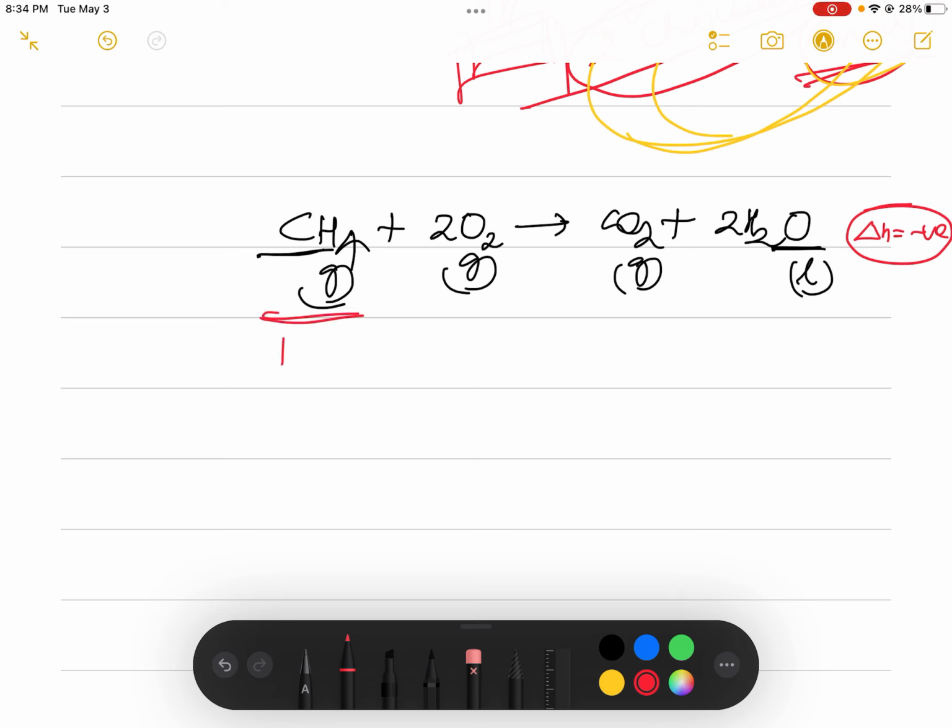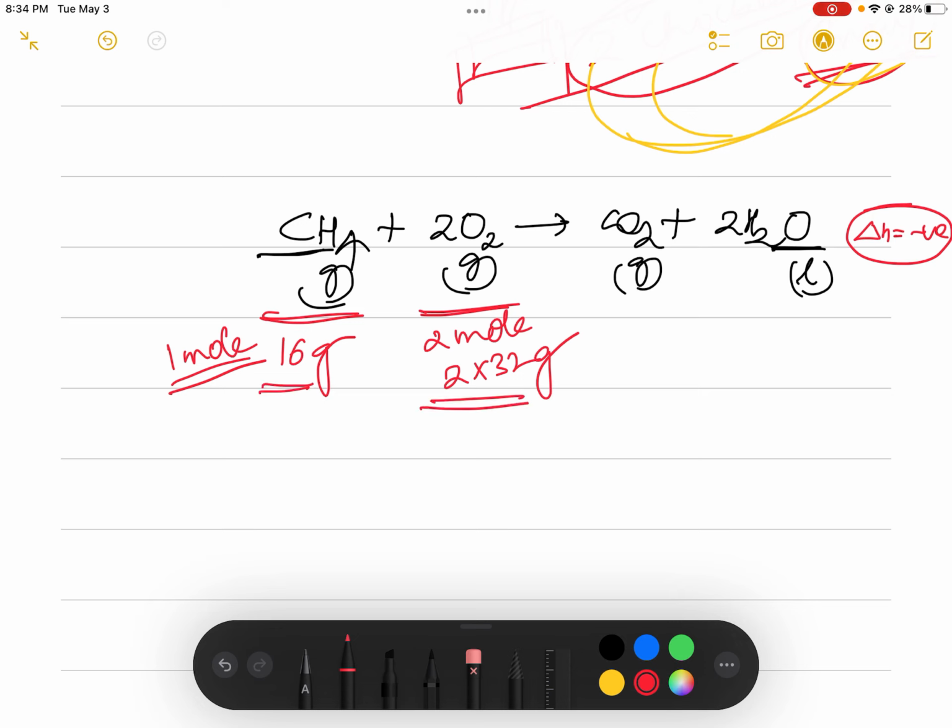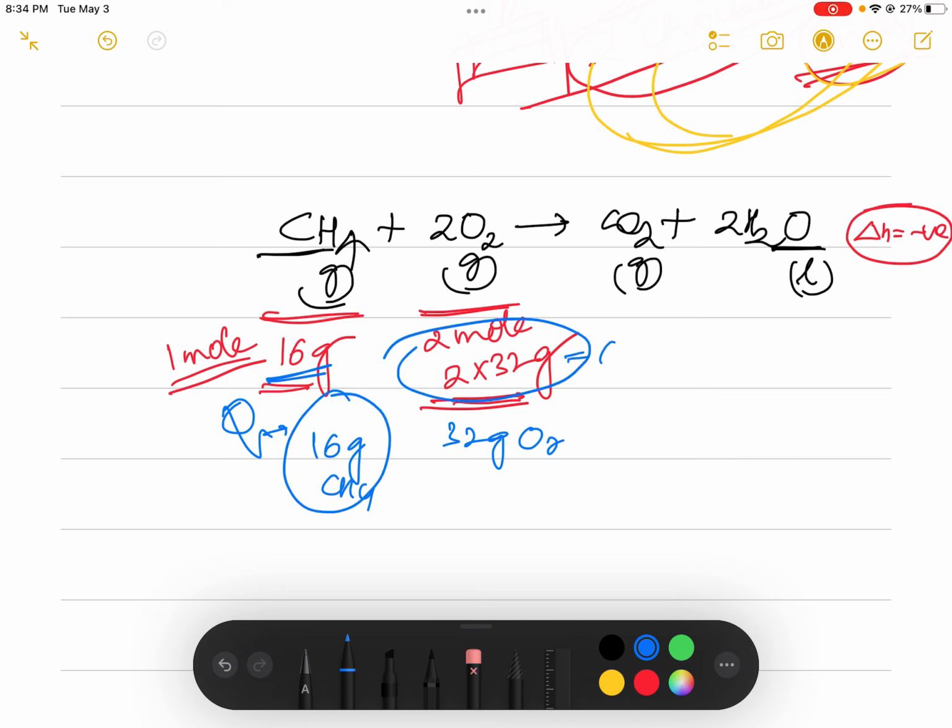Here you can see 16 grams of methane. 1 mole means 16 grams of methane. It requires 2 moles of oxygen. 2 moles of oxygen means 2 into 32 grams of oxygen. So you can see 16 grams of methane requires 2 into 32 grams of oxygen. What they will give you in the question is 16 grams of methane, and they mention 32 grams of oxygen is supplied. But actually for 16 grams of methane we need 2 into 32, that means 64 grams of oxygen is required. But in the question only 32 grams of oxygen is given.